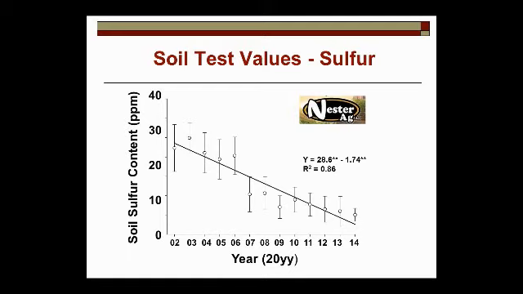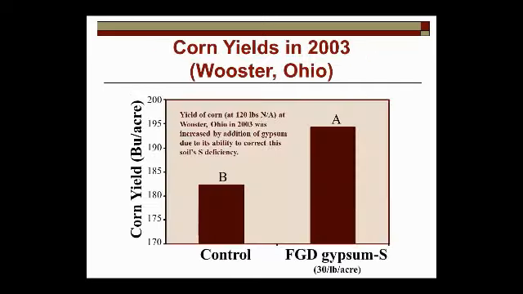You can see the soil test values for sulfur from 2002 to 2014. There's a straight line downward. And the literature says we should start seeing a response to sulfur at about 10 parts per million. So you can see we're below that or near that pretty much from about 2010 on. So that's one reason there's more and more interest in using materials like gypsum.